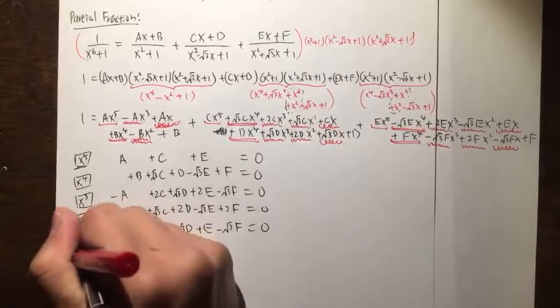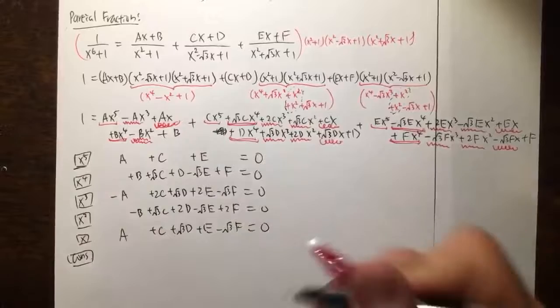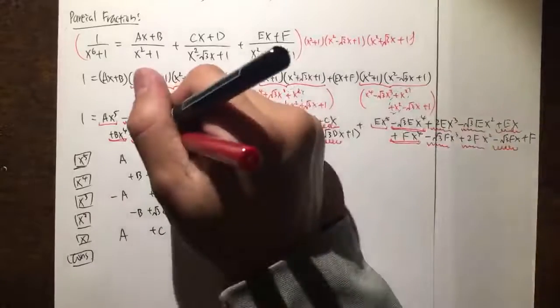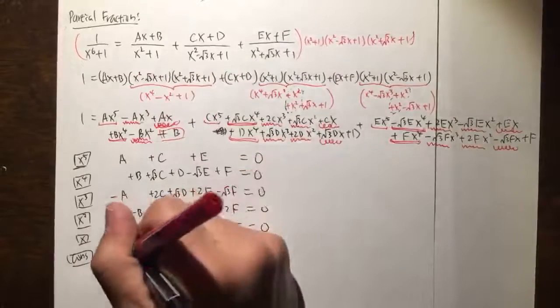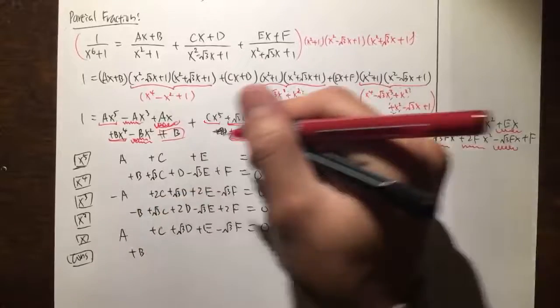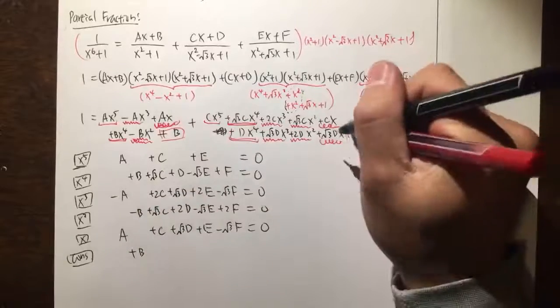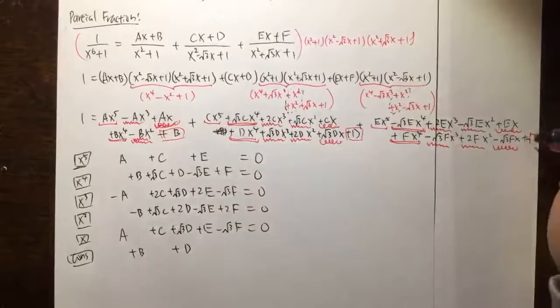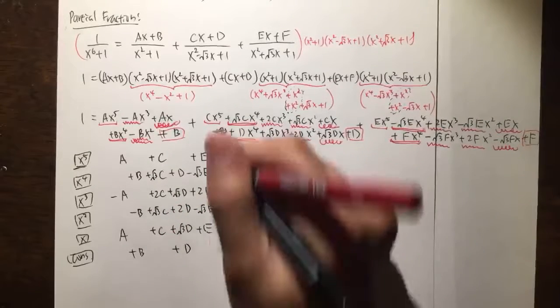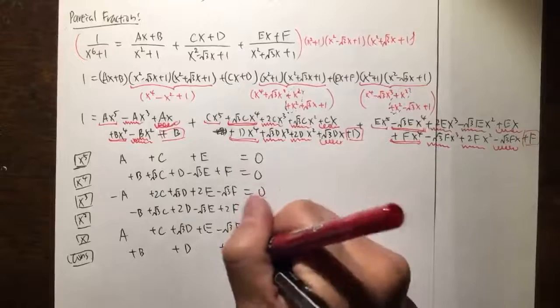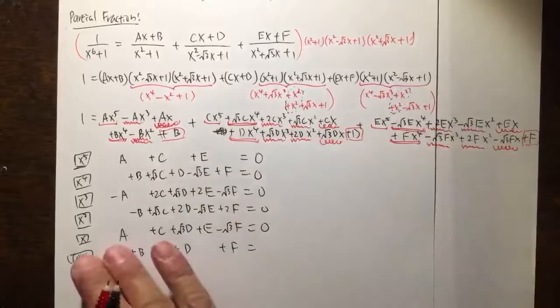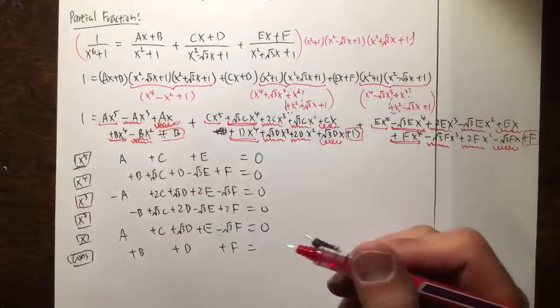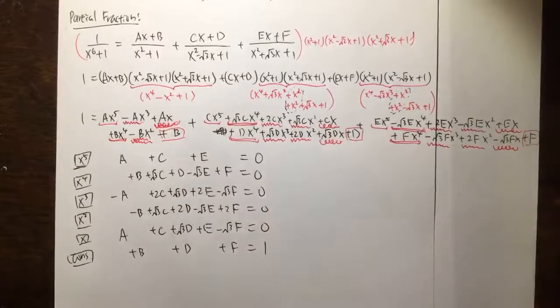Okay, lastly, the constant term. So let's see how can I do. I'll just do box. So first of all, we have plus b, and then we have plus d. So I will line up with the plus d, and then lastly we have the plus f. So this right here will be plus f, and all these constant terms have to be equal to 1, right? Because that's the only one that we have. So this is equal to 1.